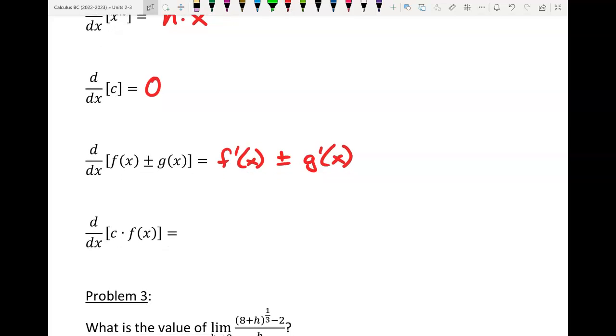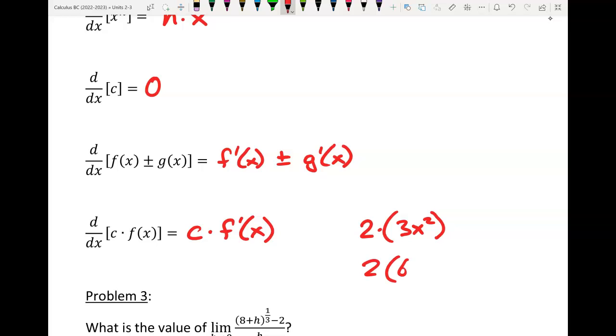Just c times f prime. Good. C times f prime. That's all, right? So that'd be like if I had 2 times, and then we put something in there, 3x squared. Well, that would just be 2 times what? 6x, right? If I was to take the derivative. Which would then be, yeah, 12, right?